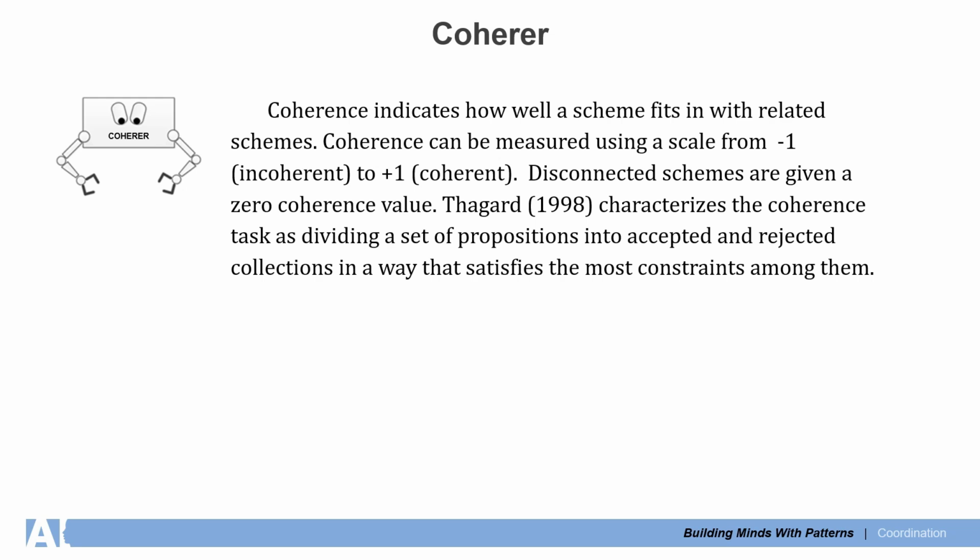Coherence indicates how well a scheme fits in with related schemes. Coherence can be measured using a scale from -1 incoherent to +1 coherent. Disconnected schemes are given a 0 coherence value. Thagard characterizes the coherence task as dividing a set of propositions into accepted and rejected collections in a way that satisfies the most constraints among them.